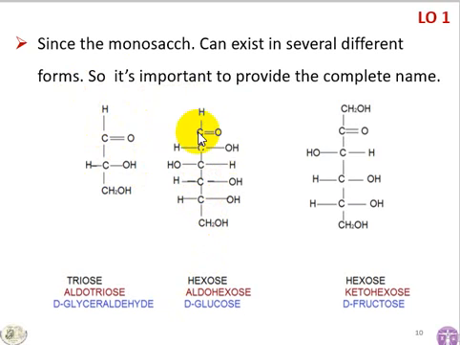so it is aldohexose. The other example is fructose, containing 6 carbon atoms, and because the carbonyl group is a ketone, it is a ketohexose.